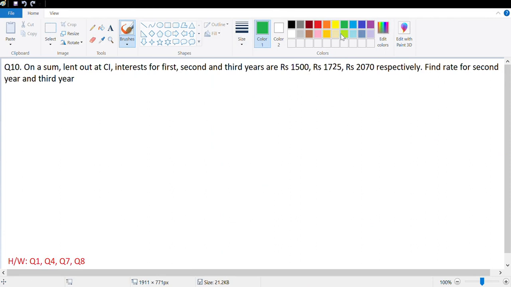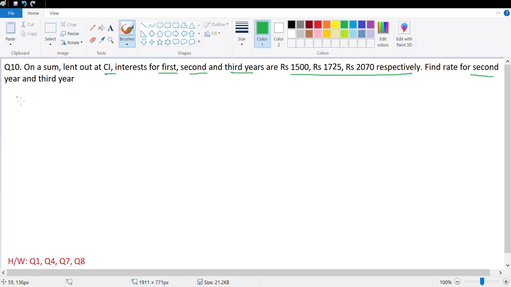That brings me to the last question of this exercise that I solved with you, which is question number 10. It says, on a sum lent out at compound interest, interest for first, second and third year are given. Okay, so basically this concept is difference between the compound interest of two successive terms. That's basically the concept. So find the rate for the second term.